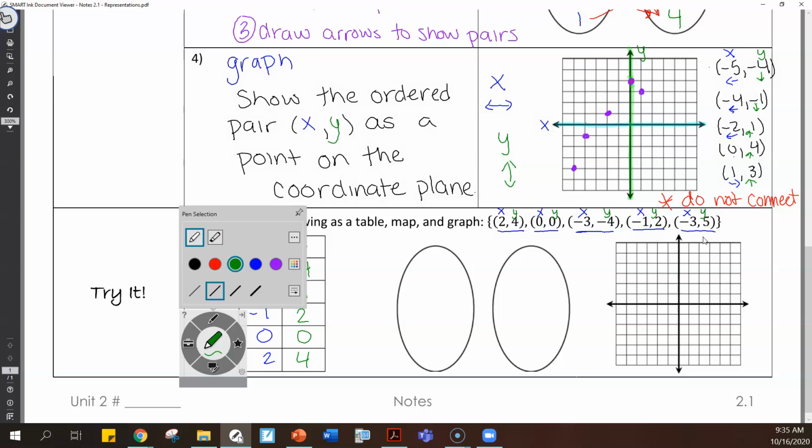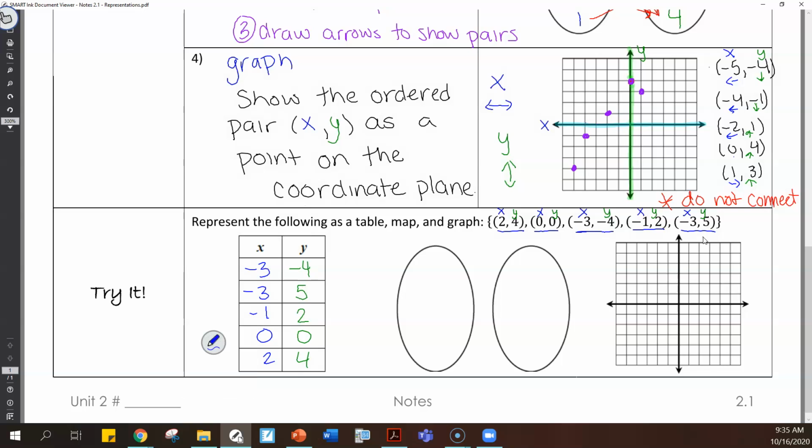Okay. I can also make this into a map. Remember, with a map, I want to list all of my X values from least to greatest, but I want no repeats here. So I have 2 -3s. I don't need to write them both. I'm just going to write one -3 here. Then I've got a -1, a 0, and a 2.